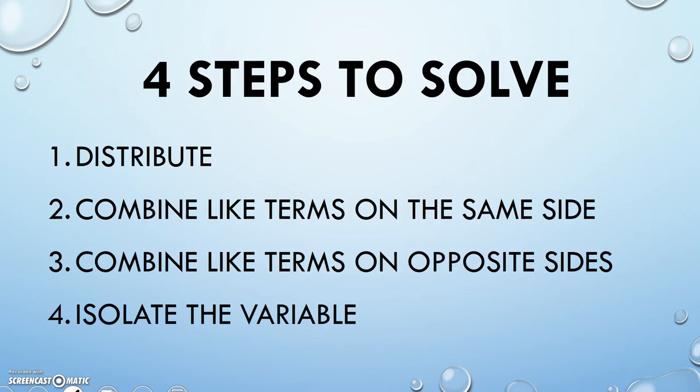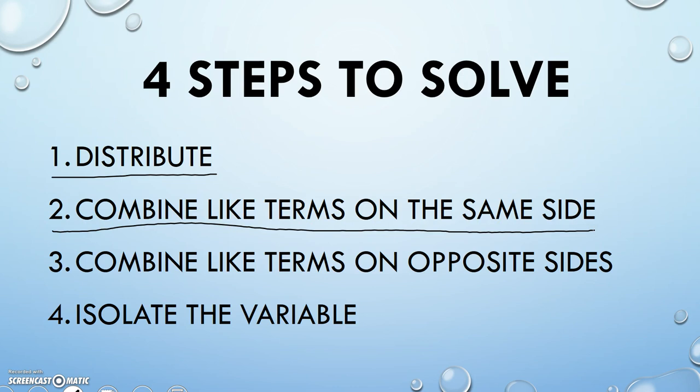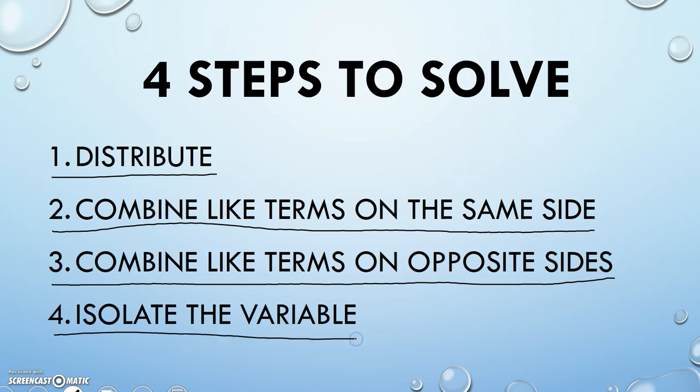Okay, so now you know all 4 steps to solving an equation. Our first step is always to distribute. Our next step is to combine like terms on the same side. Our next step is to combine like terms on opposite sides. And our last step is to isolate the variable. So we've broken these down into steps for you. You started with step 4, then you moved up to step 3, step 2, and now you've just learned step 1. So you are good to go on solving equations. Woohoo!